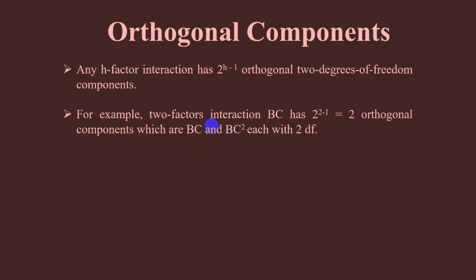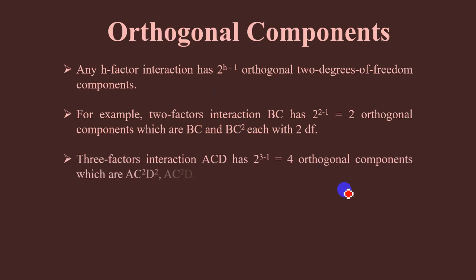So BC is actually here representative of both BC and B square C square, and BC square is representative of both BC square and B square C. The 3 factor interaction ACD has 2 raised to 3 minus 1 equal to 4 orthogonal components, which are AC square D square, AC square D, ACD square and ACD, each with 2 degrees of freedom.